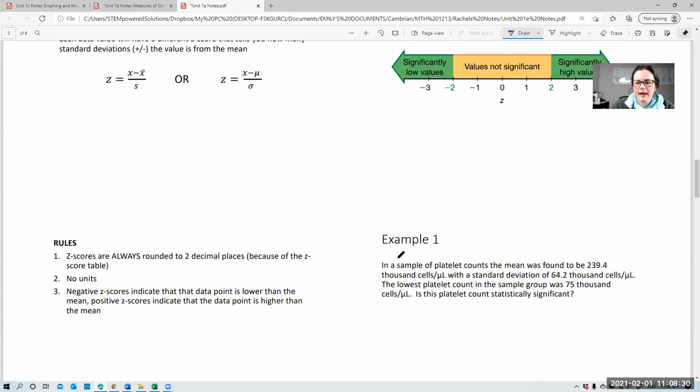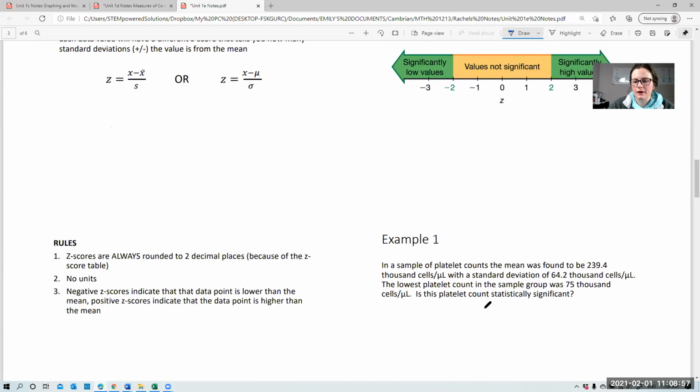Example 1. In a sample of platelet counts, the mean was found to be 239.4 thousand cells per microliter, with a standard deviation of 69.2 thousand cells per microliter. The lowest platelet count in the sample group was 75,000 cells per microliter. Is this platelet count statistically significant?